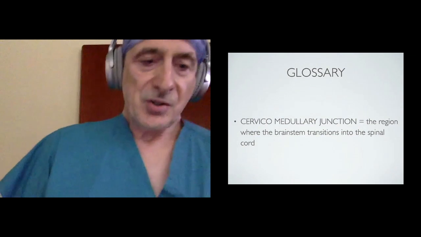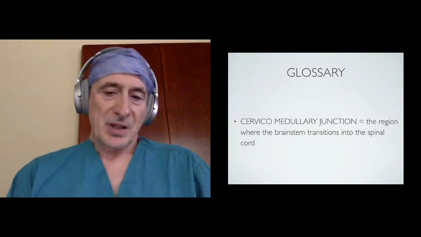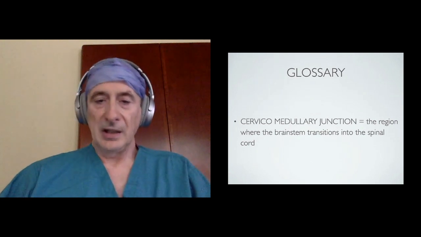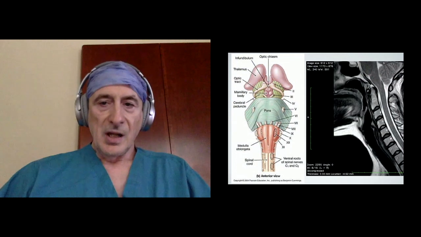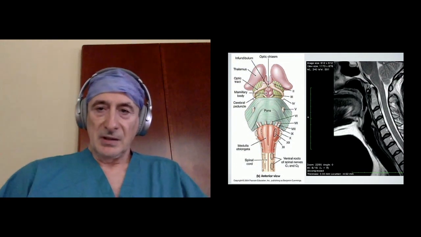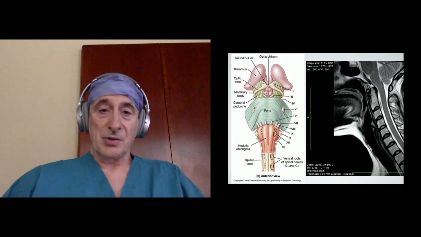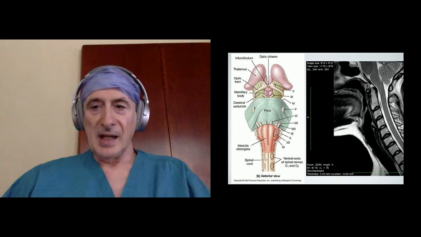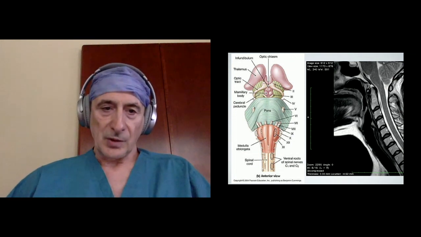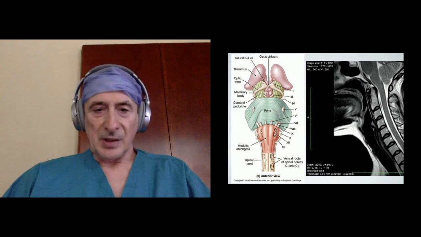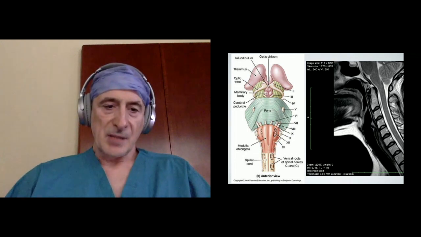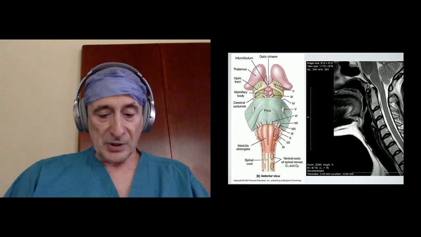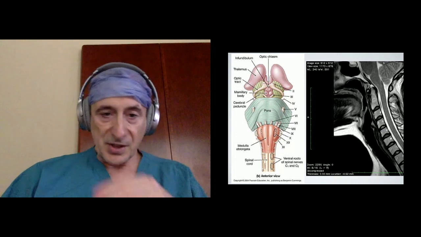The cervicomedullary junction is the region where the brainstem transitions into the spinal cord. So this is brain tissue going into spinal cord tissue. On the left, you see a picture you are used to seeing all the time in Chiari malformation patients: the cerebellum, the brainstem, and continuing into the spinal cord. The brainstem is quite complicated. The part involved here is the medulla oblongata, which is an important bottleneck for the nervous system.